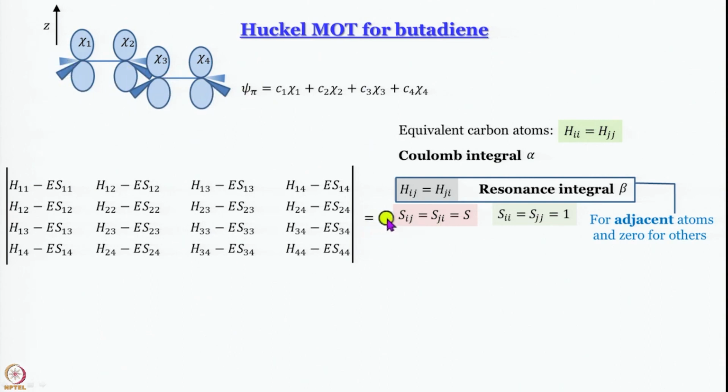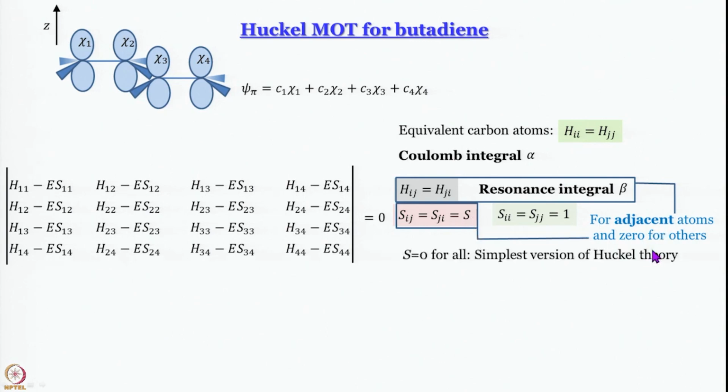So, we will set H_ij equal to H_ji to be beta only for adjacent atoms, and we will set them to be 0 for all others. Similarly, we will set S_ij equal to S_ji to be S only for adjacent atoms. And in fact, in this simple version of Huckel theory that we are discussing in this course, we will set S to 0. Why is it justified to set S equal to 0? See, already the structure is determined by the sigma network.